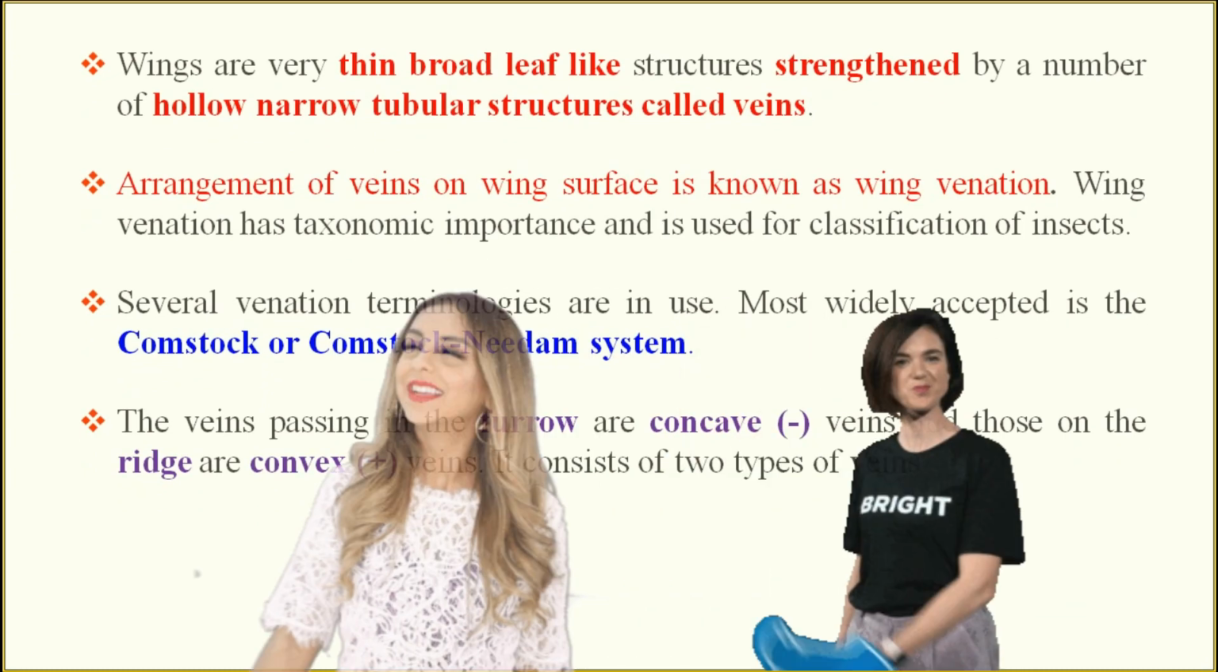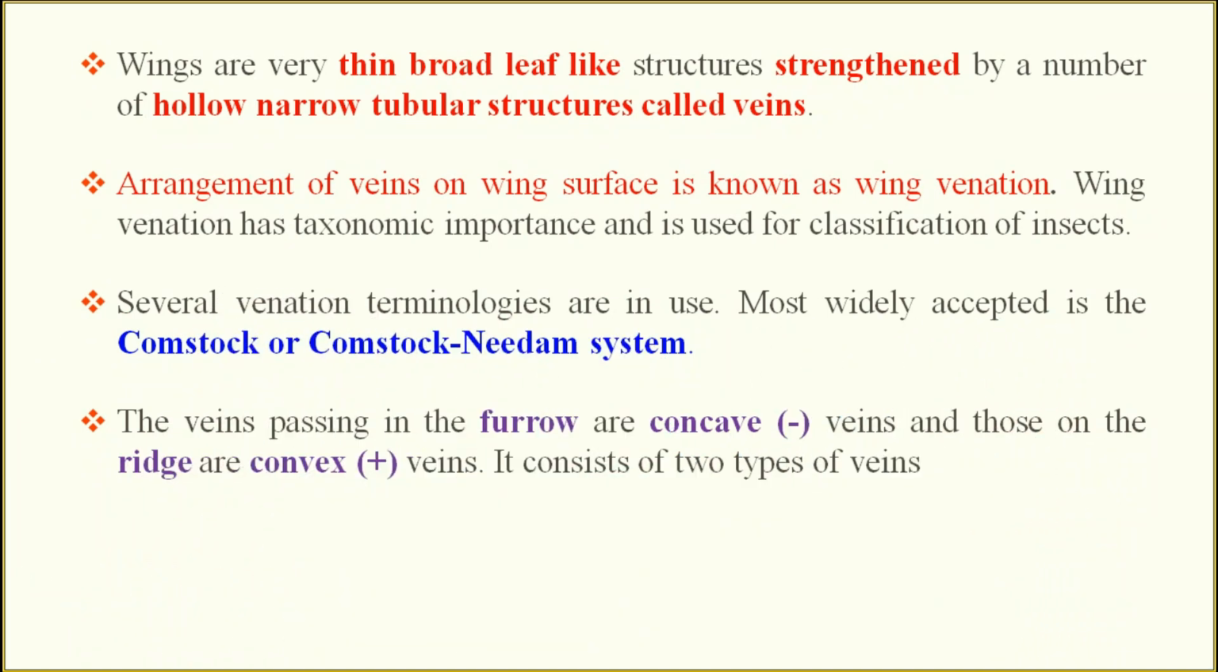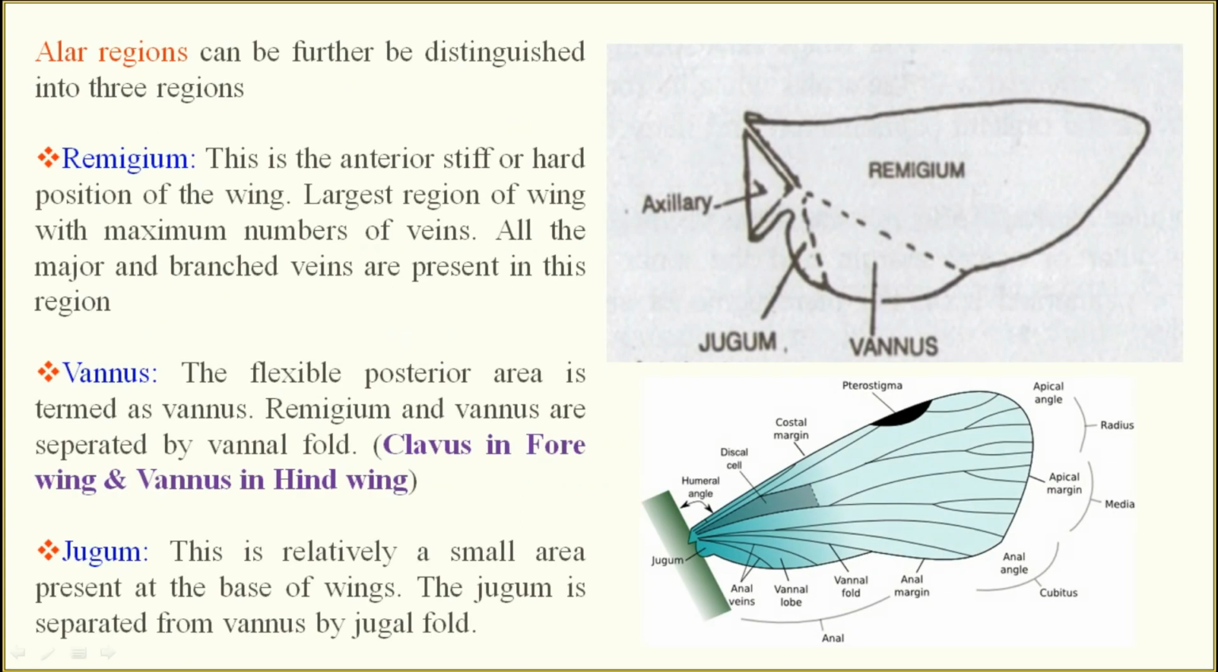So, the arrangement of veins on the wing surface. How are they arranged on the wings? This particular thing is known as what? Your wing venation. Understood what a wing venation is? Here you see how these veins are arranged on this leaf-like structure; that is known as wing venation. Here one important point is there.